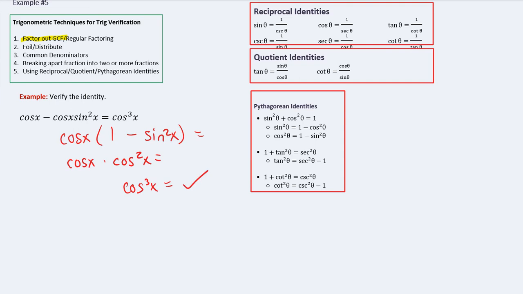So that's how you prove trigonometric identities. We use the reciprocal identities we know, the quotient identities, the Pythagorean identities, and you want to think about the techniques: factoring out a GCF, FOIL, distribute, common denominator, stuff like that.